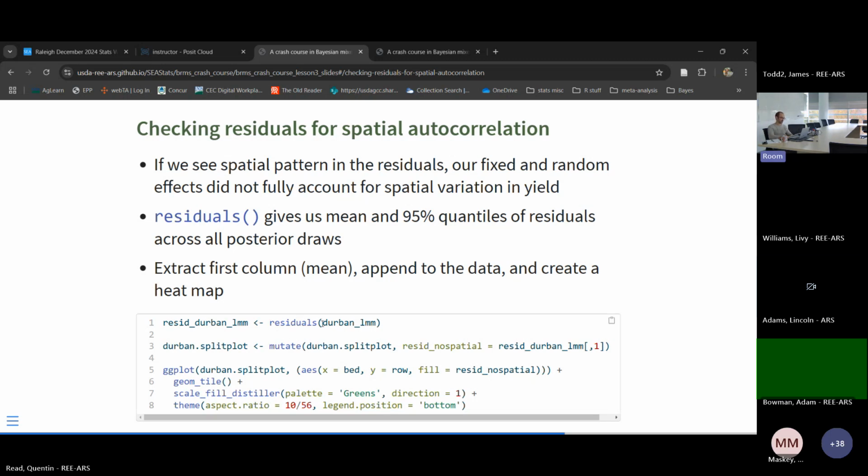There's a function called residuals, which will pull out the mean, because in a Bayesian model, you don't just have one residual for each data point, you have one for every posterior sample. But we're just going to take the mean across all the posterior samples of the residuals so we can make a plot. We just want to do this for plotting purposes. So we're going to add a column to our original data with the model residuals, and then we're going to make a map of that. That's what this code is doing.